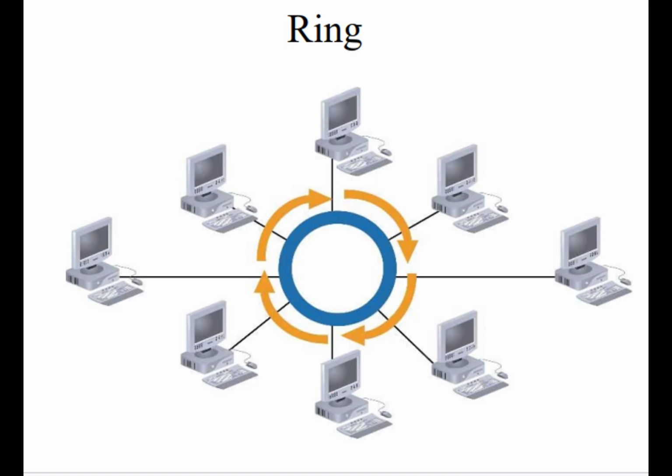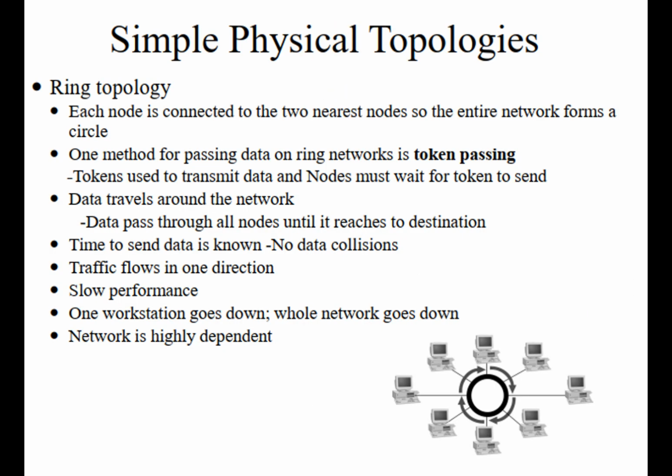Ring. Simple physical topologies. In a ring topology, each node is connected to the two nearest nodes, so the entire network forms a circle. One method for passing data on ring networks is token passing. Tokens are used to transmit data, and nodes must wait for the token to send data. The token travels around the network, and data passes through all nodes until it reaches its destination. The time to send data is known. There are no data collisions, and traffic flows in one direction.